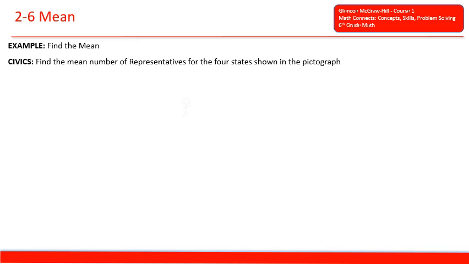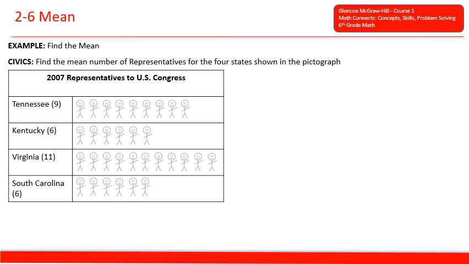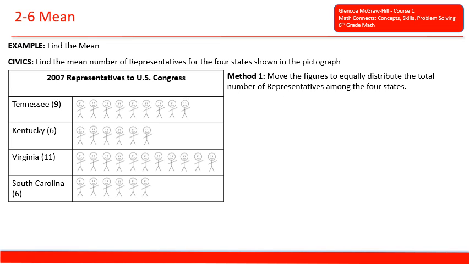Find the mean number of representatives for the 4 states shown in the pictograph. So we have Tennessee, Kentucky, Virginia, and South Carolina. Move the figures to equally distribute the total number of representatives among the 4 states. So if we take that away and add one there, then we take one away from Virginia and add another to Kentucky. Then we'll take another one away from Virginia and add it to South Carolina, and another one away from Virginia and add it to South Carolina.